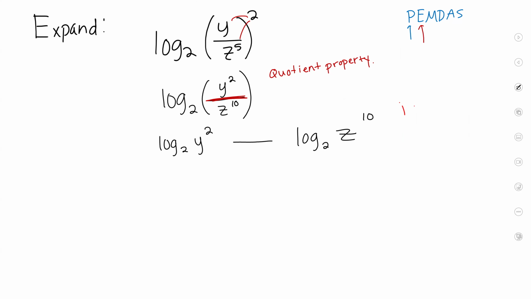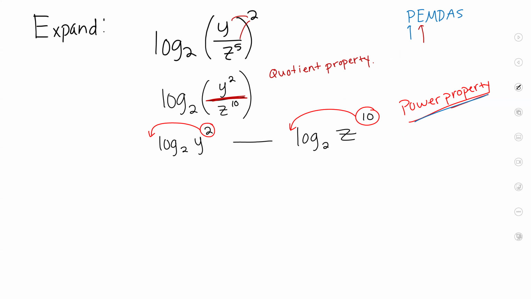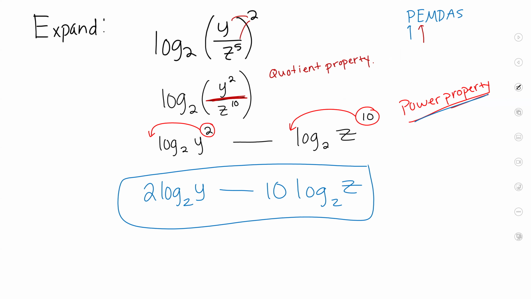Now I'm going to use the power property. And guys, I'm sorry, I keep saying the word rule. Whenever I say rule, just know I mean property. Okay, so now I'm going to use the power property. The power property says I can put the exponents at the front. Don't leave those exponents up there. So your answer will be 2 log base 2 of y minus 10 log base 2 of z. This is your answer. We expanded this.